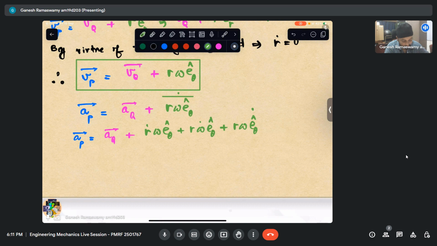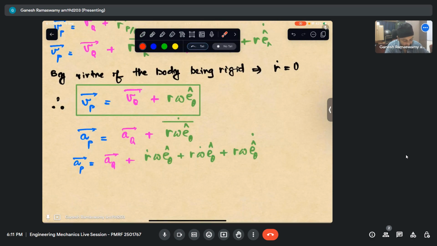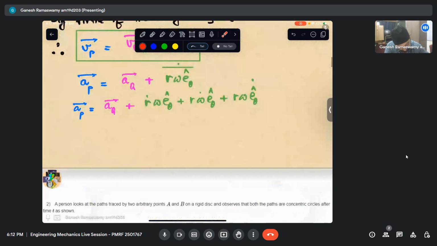Now one thing we must notice, in the last session I would have written e_r cap dot as theta dot. Instead of theta dot, I'm writing it as omega, which is the same thing. Angular velocity can be represented as the time rate of change of theta, or I can simply represent it with a new symbol as omega. Similarly, we will represent omega dot with a new symbol as alpha. Okay, now I know that r dot goes to 0. This is 0 by virtue of that being a rigid body.